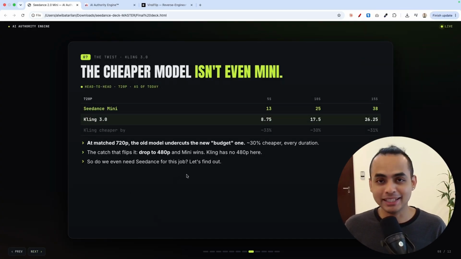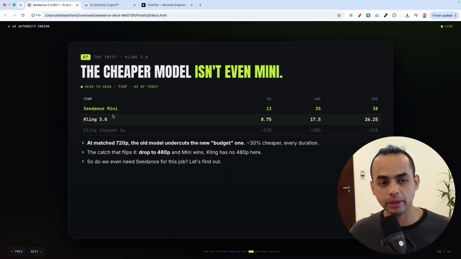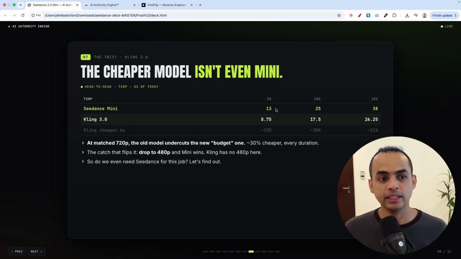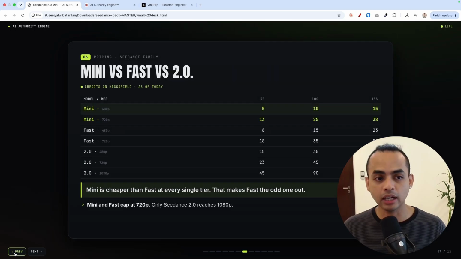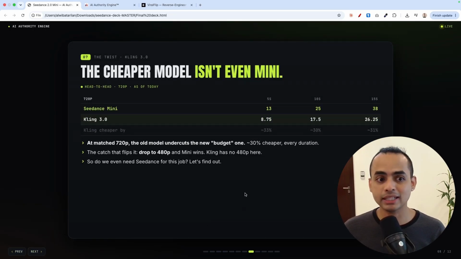Now, the cheapest model isn't even Mini actually, guys, because all of us know that Kling 3.0 delivers superior quality at the lowest price possible, okay? So when I compare Seedance Mini's new pricing in terms of Higgsfield credits versus 3.0, even though Mini is already a lot cheaper right now, you can see at 5 seconds, 10 seconds, 15 seconds, Kling 3.0 beats them flat by 30% and above, okay, which is crazy because before Seedance Mini launched, it means that Kling was at least 50% cheaper than Seedance, okay? So I just wanted to share that with you guys.